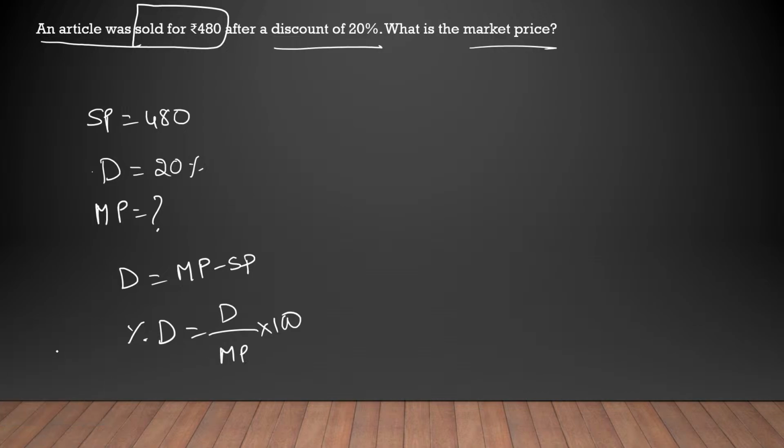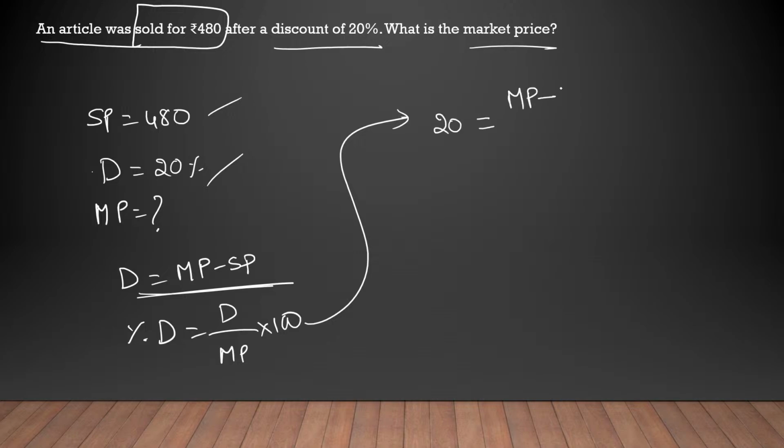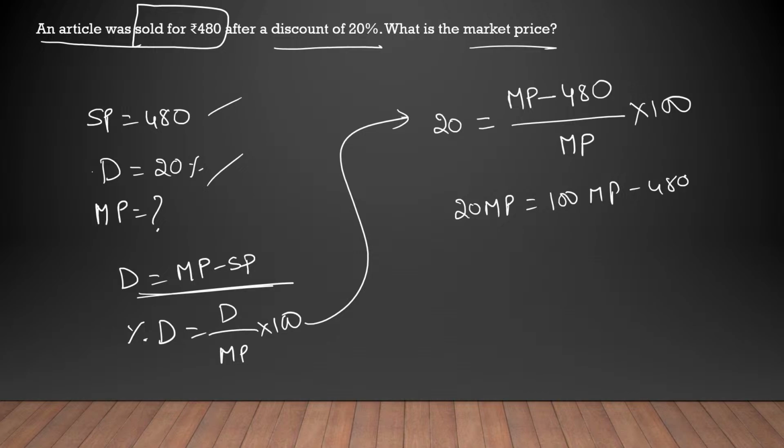Now we are going to solve it using the formula first, then we are going to solve using the shortcut. Now see, I know the selling price, I know the discount percentage, so I am going to use this formula. My discount percentage is going to be discount, the difference between market price and selling price, by market price into 100. So here you are going to get 20 MP is equal to 100 MP minus 48000.